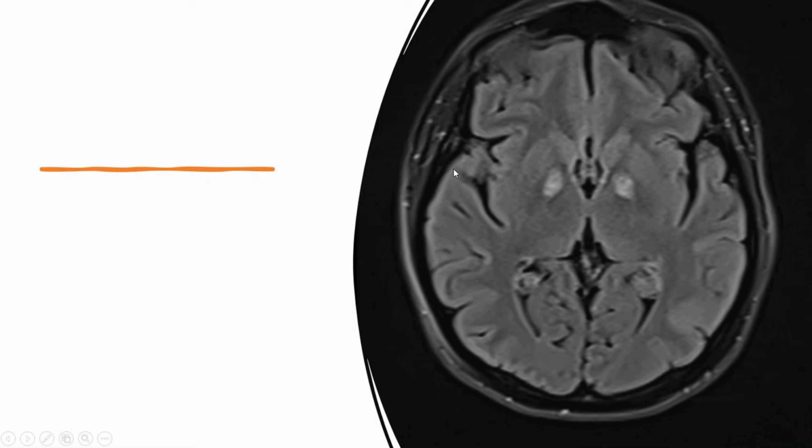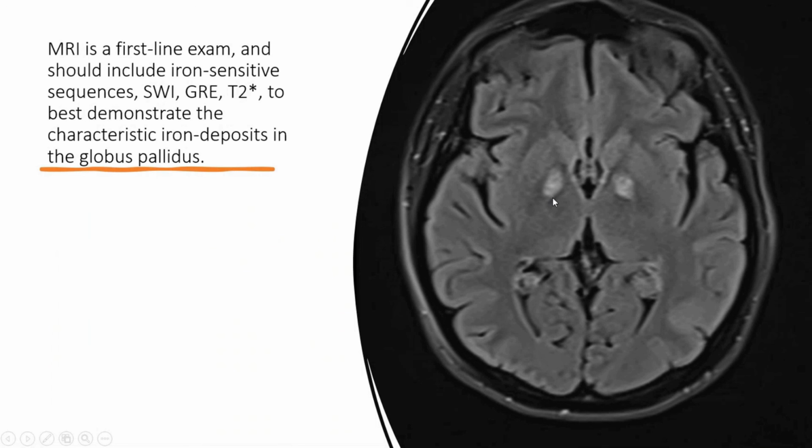So this is another FLAIR image which shows the eye of the tiger sign. You can see the characteristic findings there. MRI is the first line exam and should include iron sensitive sequences, which include SWI, GRE, and T2, to demonstrate the characteristic iron deposit in the globus pallidus.